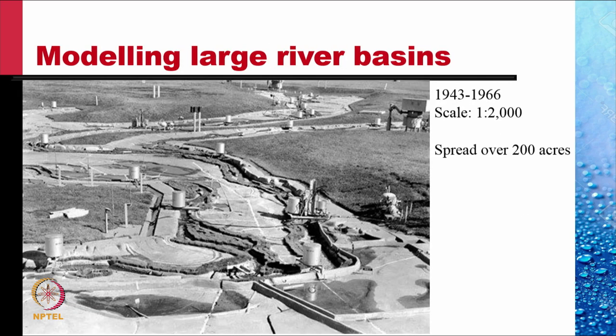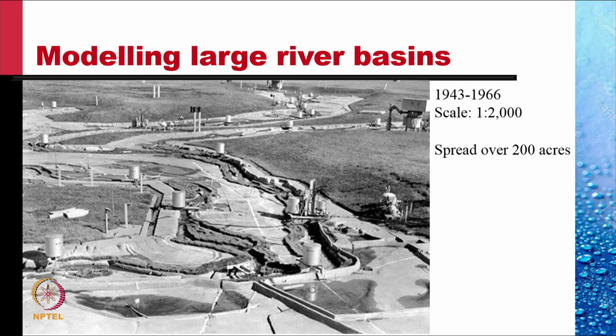This picture is from a section of a Mississippi River Basin model, which is spread over 200 acres. This was constructed in 1943 and decommissioned in 1967 after giving wonderful results. After that, the computational models kicked in, and it was no longer possible to maintain this very, very expensive model.